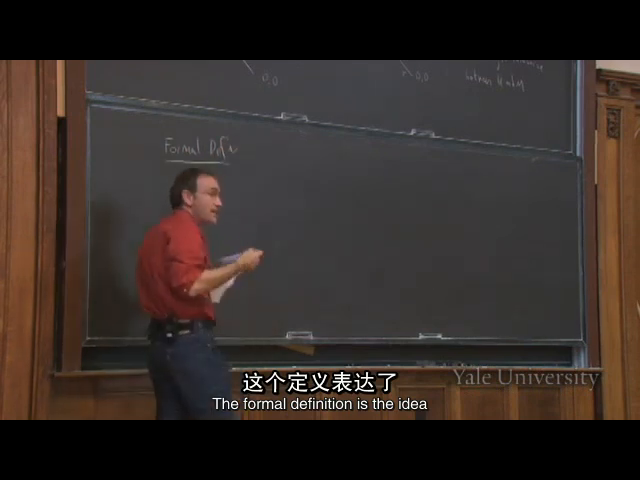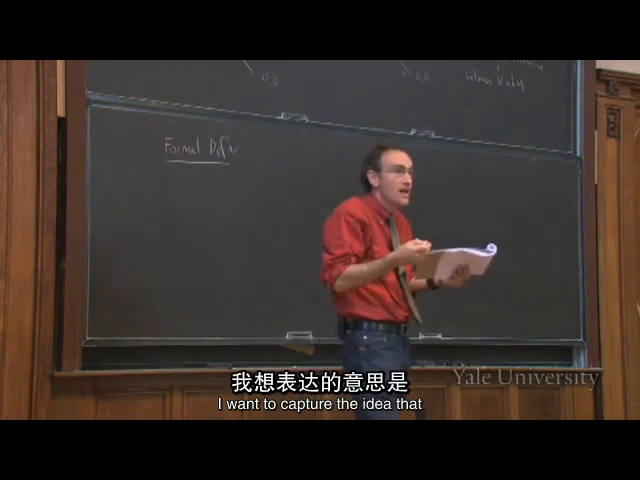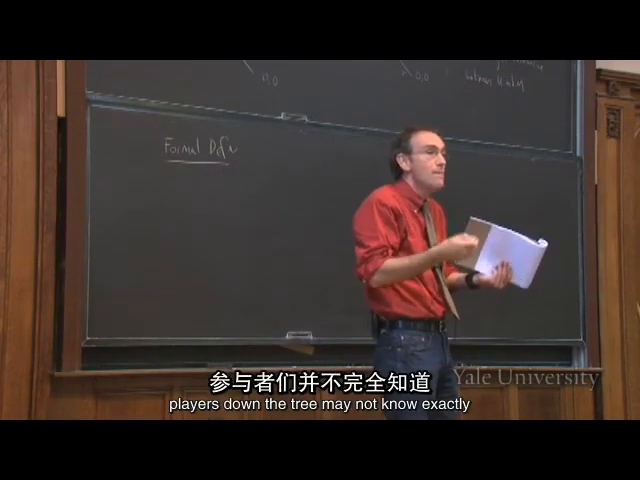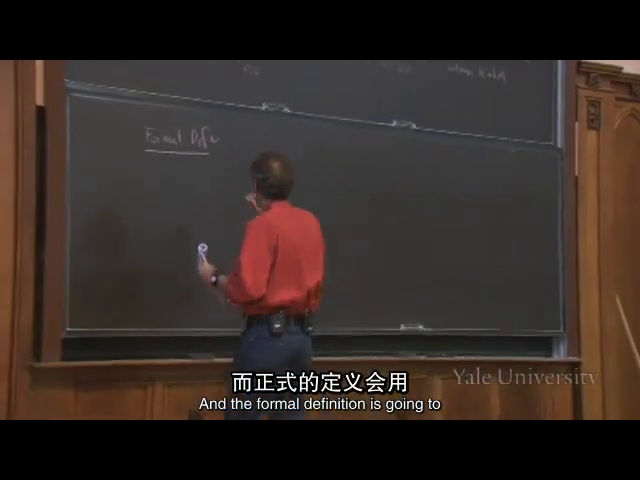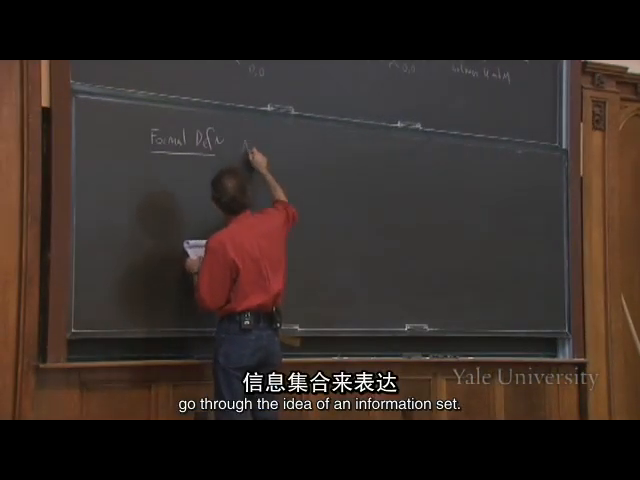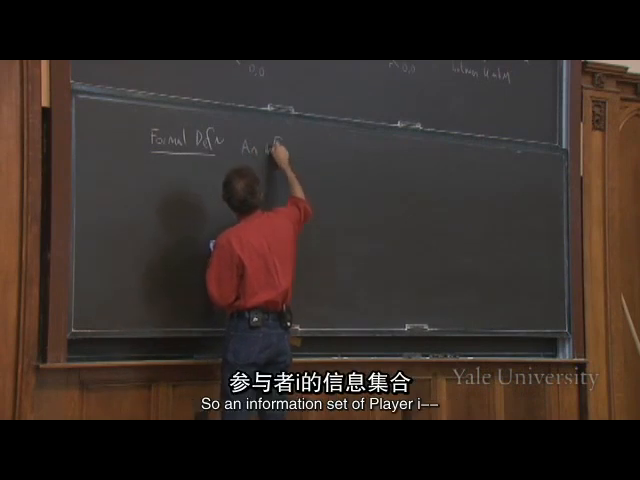The formal definition is the idea that I want to capture the idea that players down the tree may not know exactly what was done up the tree. And the formal definition is going to go through the idea of an information set.